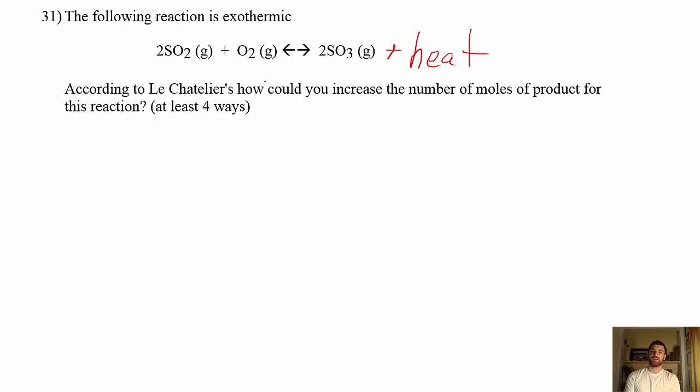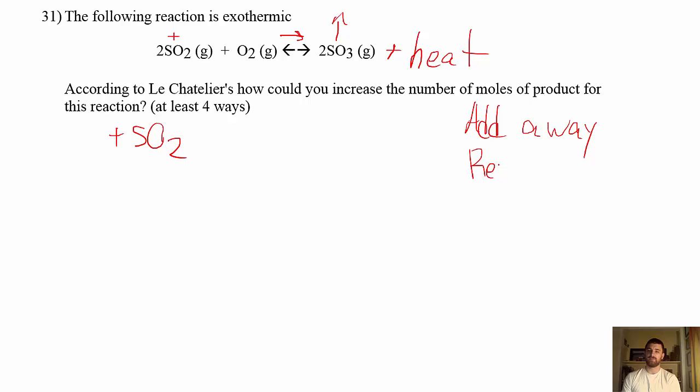And it says, according to Le Chatelier's principle, how could you increase the number of moles of product? So we want to increase the SO3. So we want to shift it to the right. All right, well, there's a bunch of ways to do that. We can increase SO2, because if we add SO2, it'll shift away from the add, right? So if you add stuff, it shifts away. And if you remove stuff, you've got to replace it.